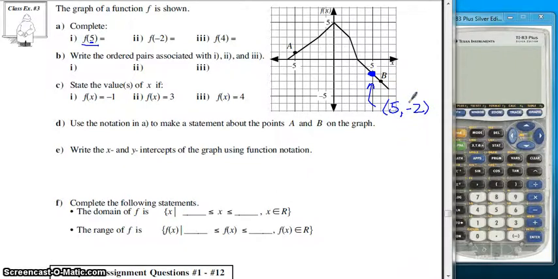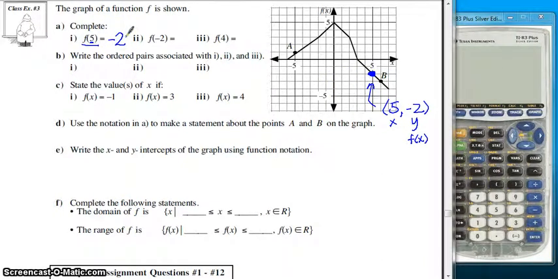Every point relates two quantities together, the input and output. This represents x, this represents y. Now with function notation, y is also f of x. In this particular one, x is equal to 5. So you can also say f of 5 is this y value. f of 5 is -2. Okay, I hope you understand this one.